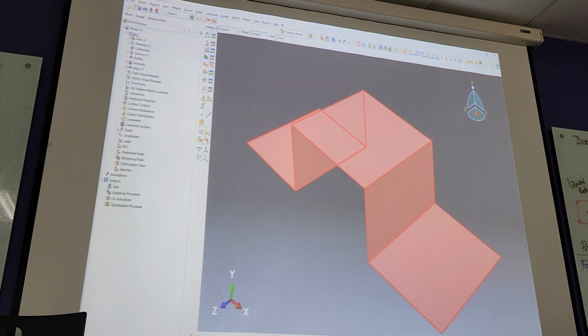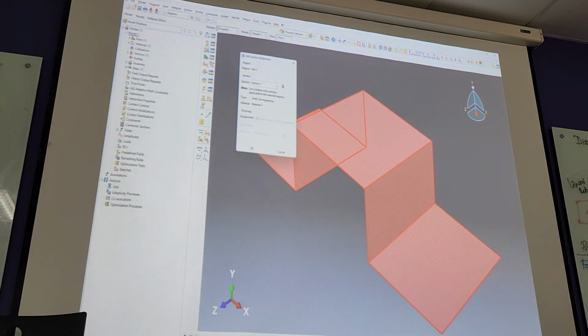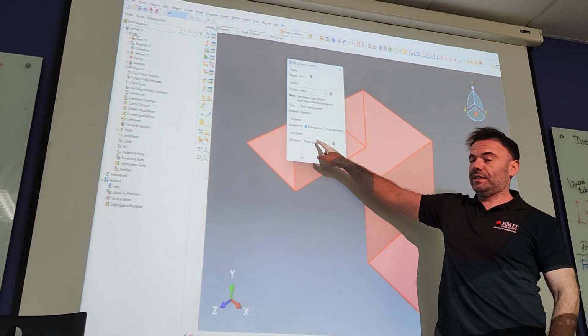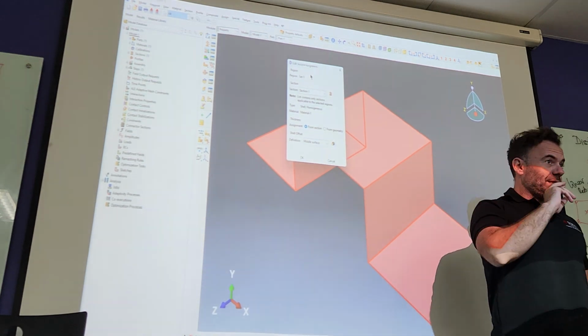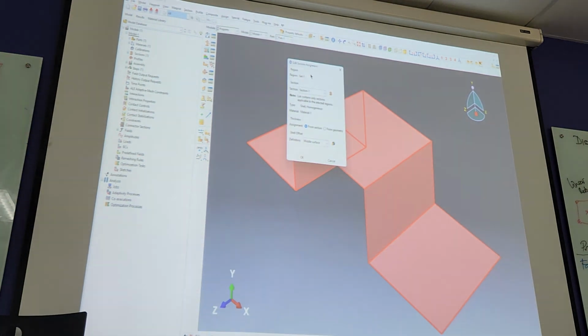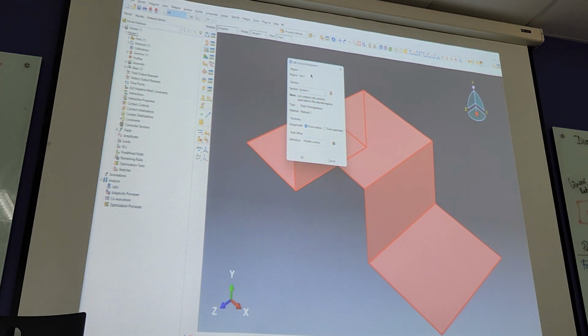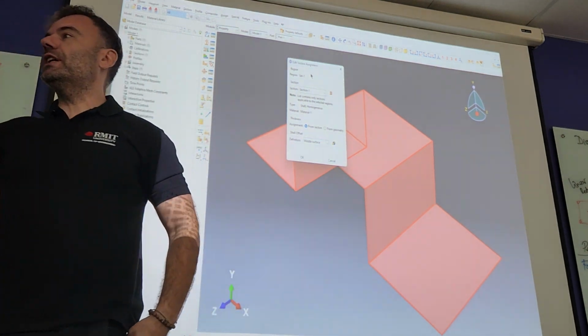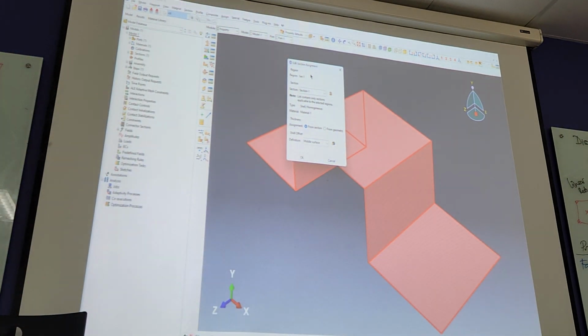And we are assigning it to all. And this is basically where we are saying shell offset. And it says mid-surface. So we've modeled the mid-surface and we are doing that. We are saying half of the thickness will come on one side, half of the thickness will come to the other side.